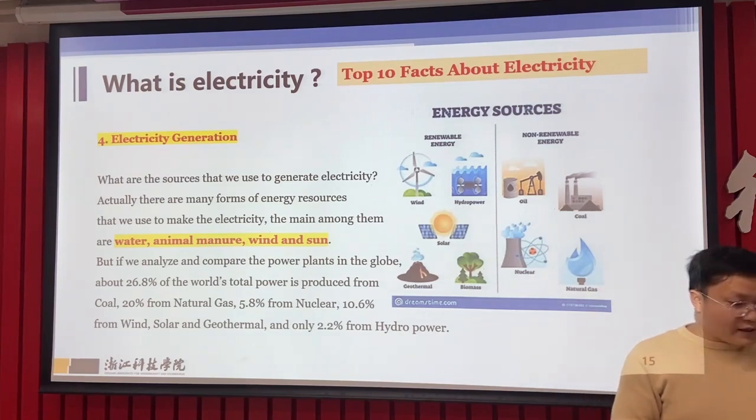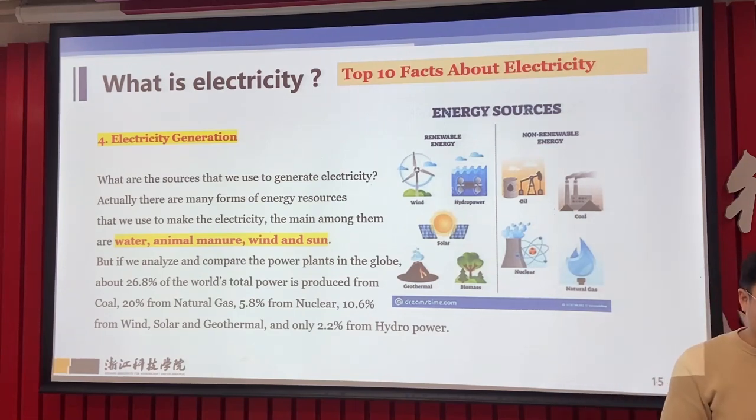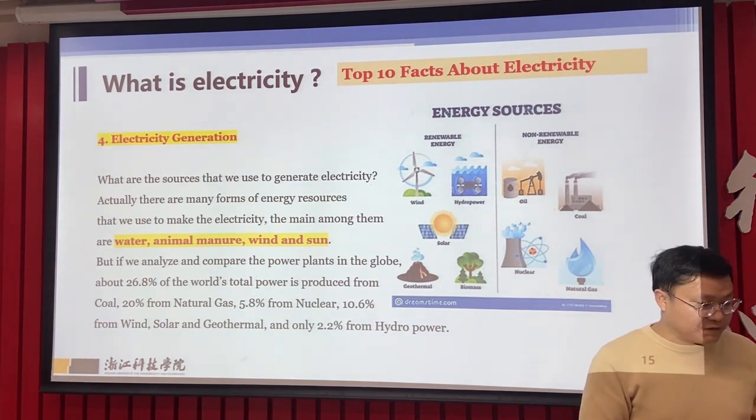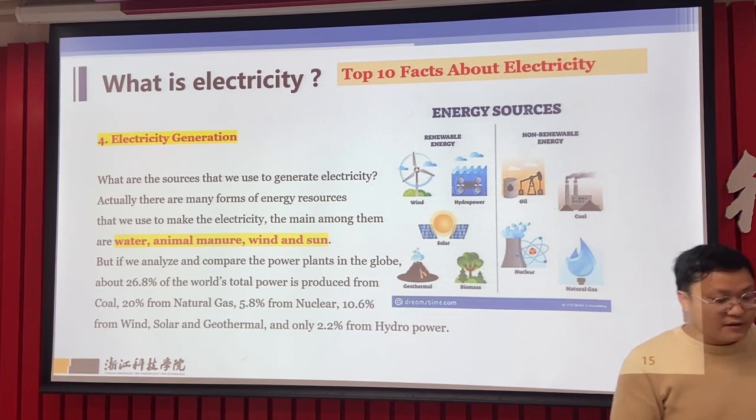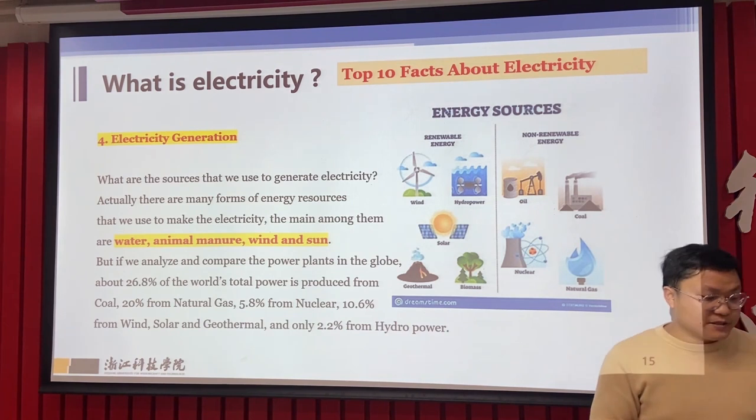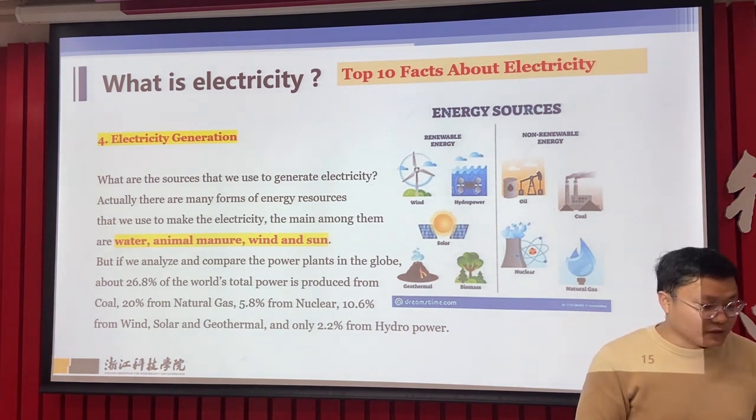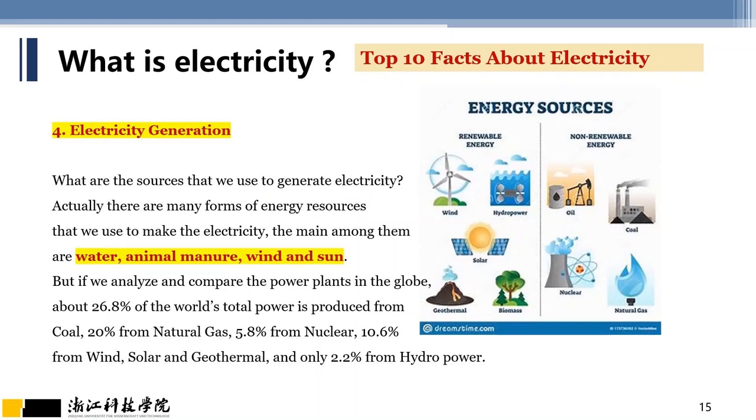But if we analyze and compare the power plants in the globe, about 26% of the world's total power is produced from coal, 20% from natural gas, 6% from nuclear, 10% from wind, solar, and geothermal, and only 2% of them from hydropower. So we have wind power, hydropower, solar power, geothermal power, biomass, and also some non-renewable energy forms, for example, fossil fuels, nuclear power, and something like this.